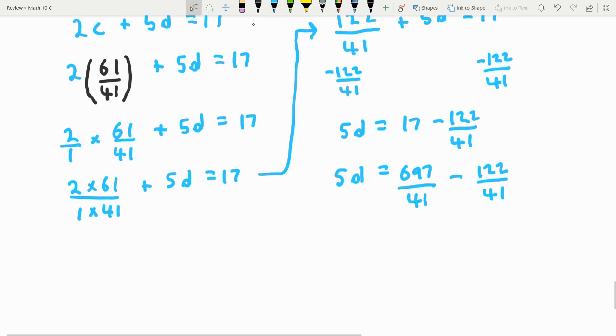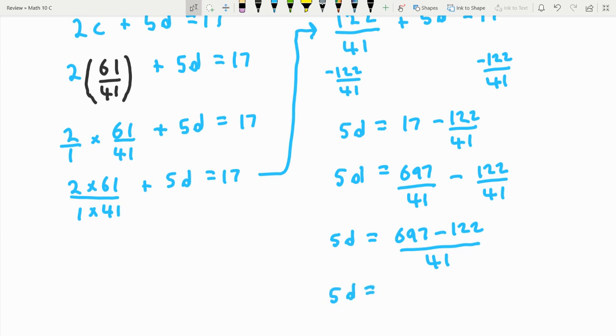For the rules of subtracting fractions, I just subtract the terms in my numerator and keep my terms in the denominator the same. So that means 697 minus 122 over 41, because I keep my denominator the same. And what I get from that is 5d equals, 697 minus 122 should be 575. So I got 575 over 41.